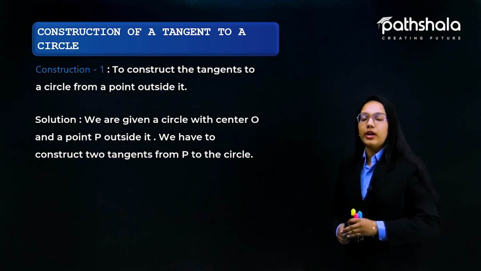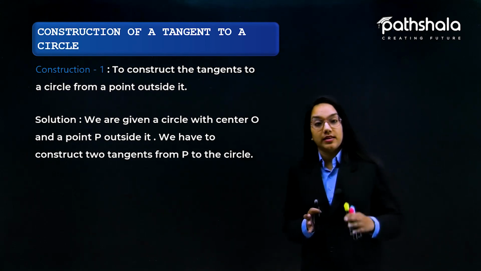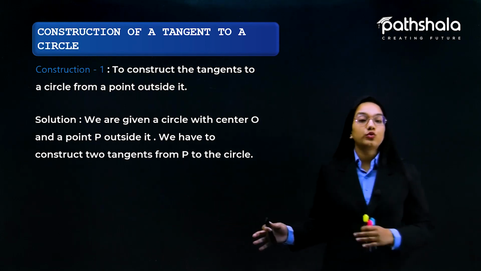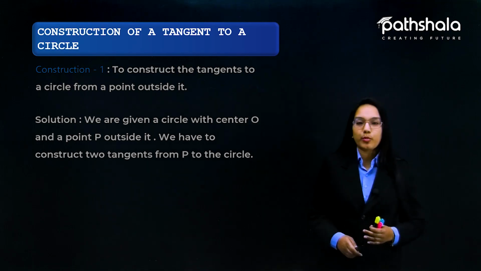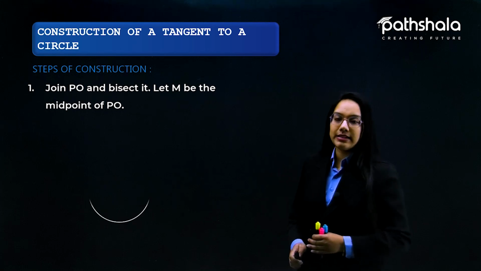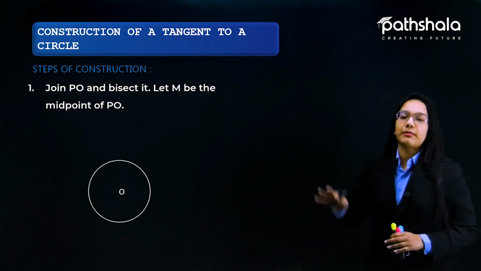Remember, we are taking the circle with center O, and there exists a particular point P lying outside, and we have to draw two tangents to the circle having the center O. Let me start the construction by taking the steps one by one. It says join PO and bisect it.